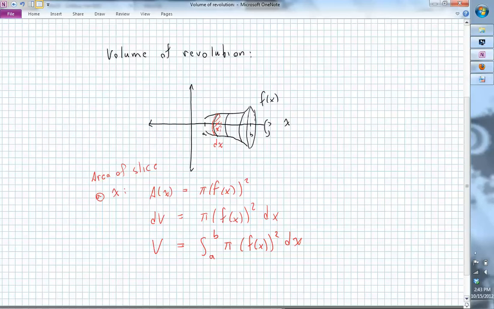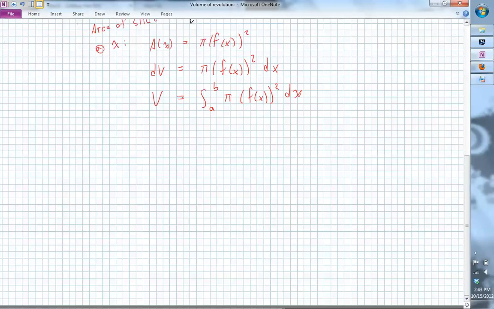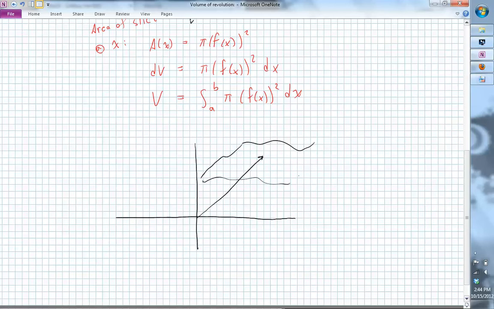And so what I want to do now is leave Calc 2 and leave volumes of revolution and take this idea and apply it to a more general kind of volume. And let's see how good my artwork is here. Okay, so here's some surface. Not good. Let's go here. There we go. Let's take some surface.